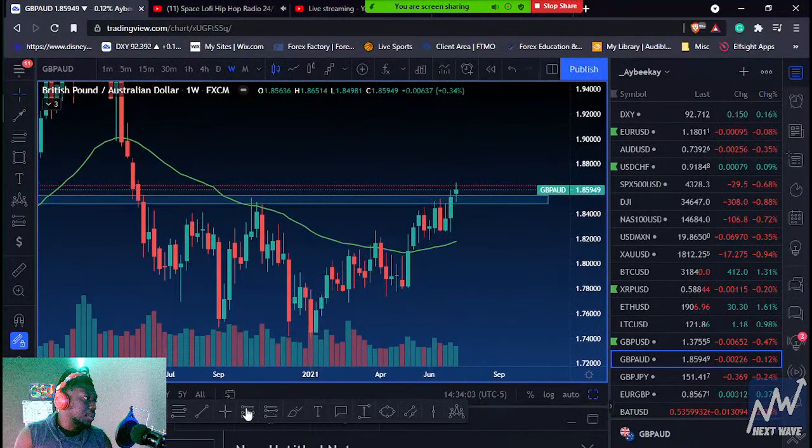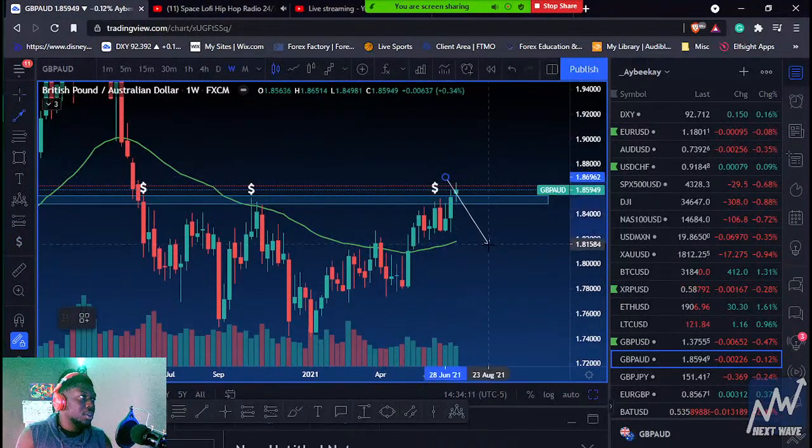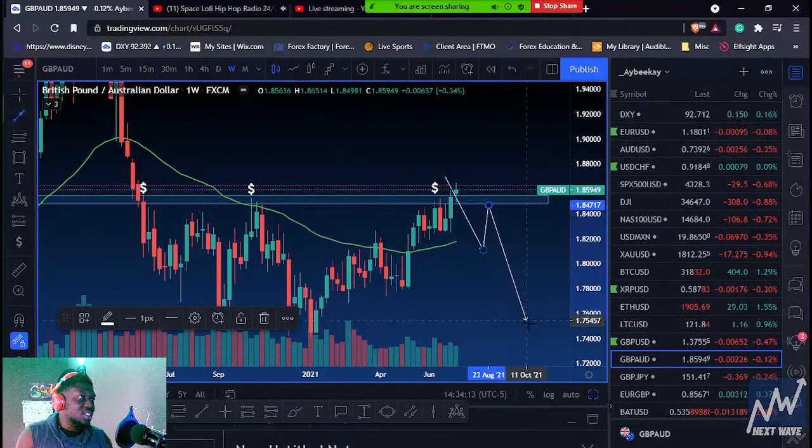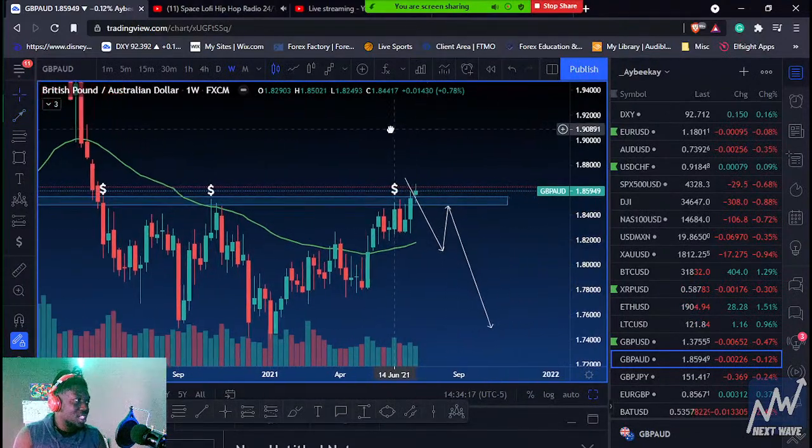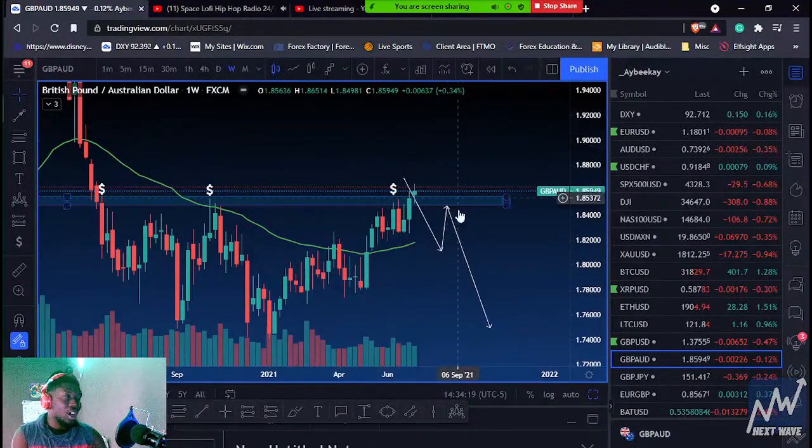I personally think that price just came up to grab these equal highs that have been here, and then price is literally going to start to turn around, retrace, and then fall. That's what I see on it. But again, I want to see what Peyton's analysis is on it before I make that concrete, because this looks like it's going to keep going bullish as well.